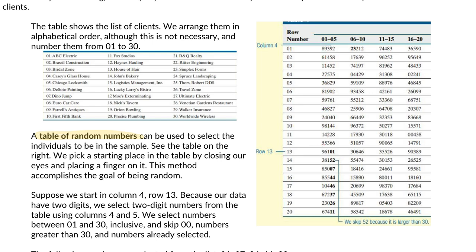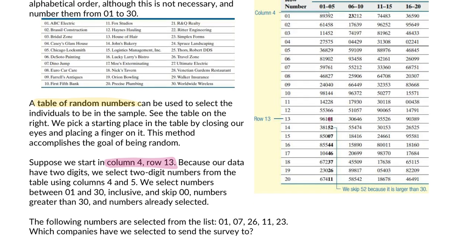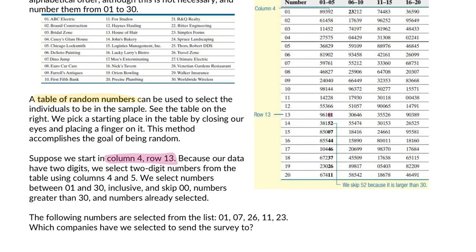So take a highlighter right now and I want you to highlight the number 0 right here. That is our starting place that we randomly pointed to on this table. That's column 4, row 13. Just the 0. But because our samples, our population, our data has 2 digits, we selected a 2-digit number from the tables using columns 4 and 5. So starting at 4, we would choose the numbers 1, because it's 0, 1, and we go down the table.